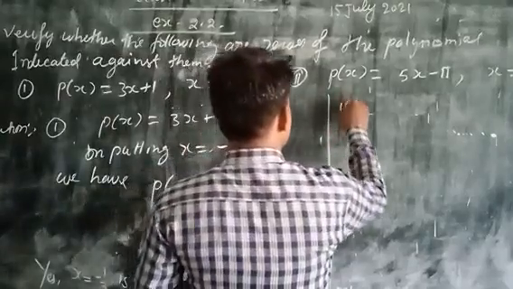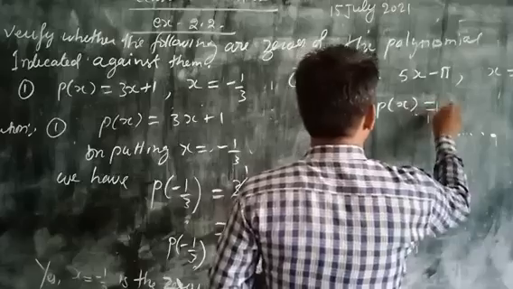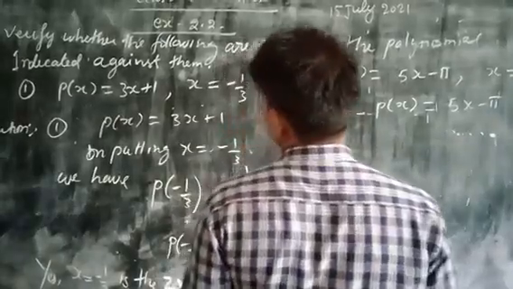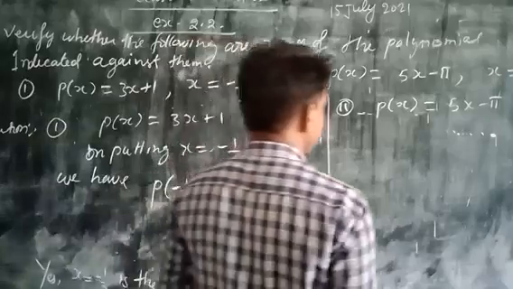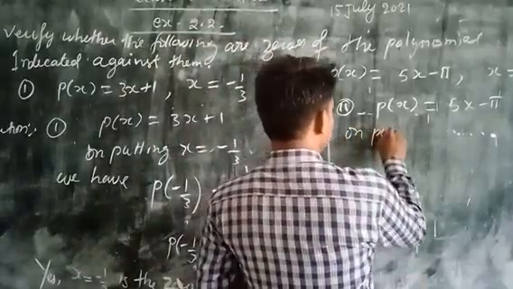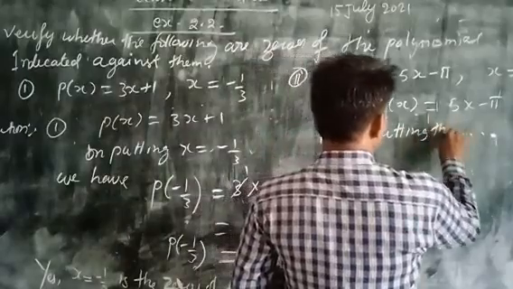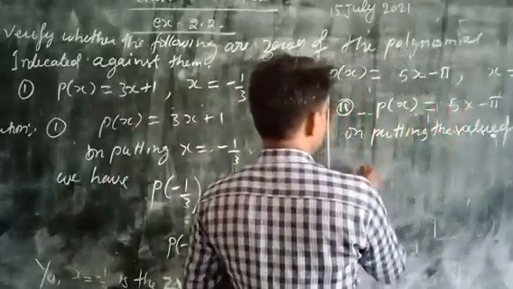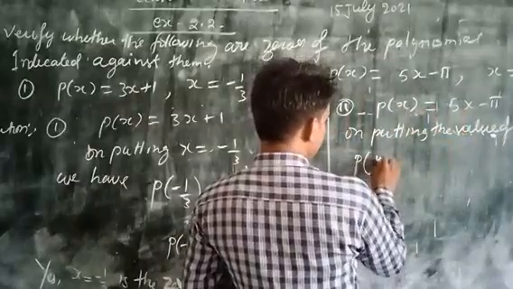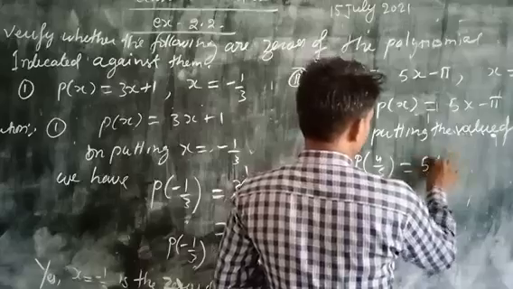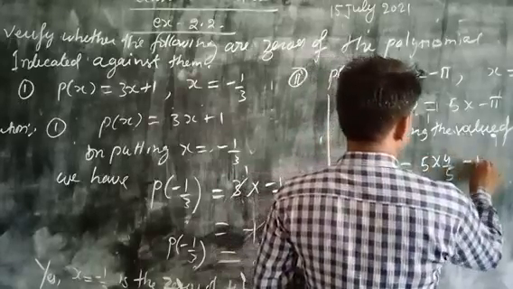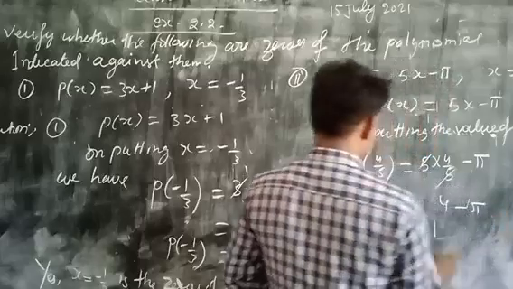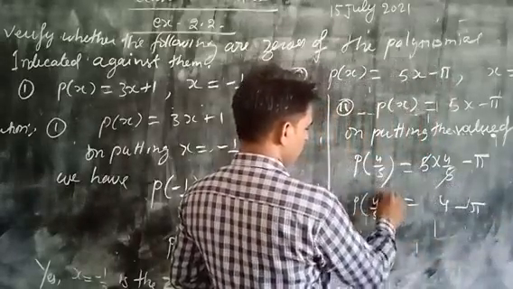Similarly, in the second part of the question, p(x) is equal to 5x minus 5. Clear? On putting the value of x in this polynomial, we have p(4/5) which is equal to 5 into 4 upon 5 minus 5. 5 cancels with 5, so 4 minus 5. This is the value of p(4/5).